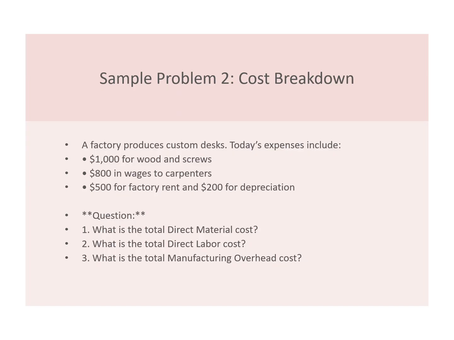Okay, here's another problem. You're making a custom desk, and here are the costs. $1,000 for wooden screws, $800 for wages for carpenters, $500 for factory rent, and $200 for equipment depreciation. So now it's your job to calculate the total for each category: 1, direct materials, 2, direct labor, and 3, overhead. And please pause to work on it.